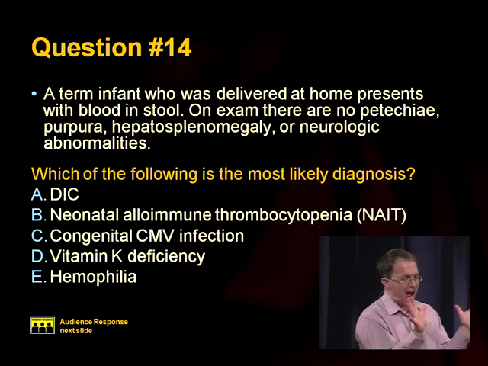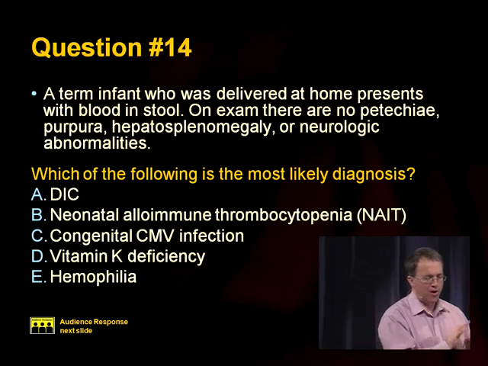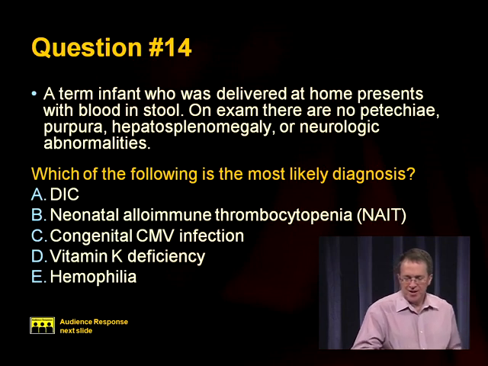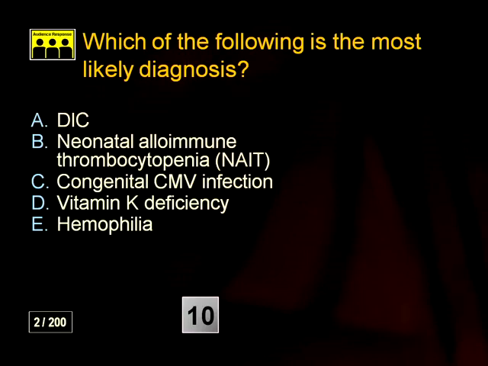Now has blood in stool. The grandmother finding a mass and the term infant born at home are always going to have problems. I think the board doesn't like home births. And they don't like grandmothers apparently either. On exam, there are no petechiae, purpura, hepatosplenomegaly, or neurologic abnormalities. Which of the following is the most likely diagnosis? DIC, neonatal alloimmune thrombocytopenia, congenital CMV infection, vitamin K deficiency, or hemophilia.